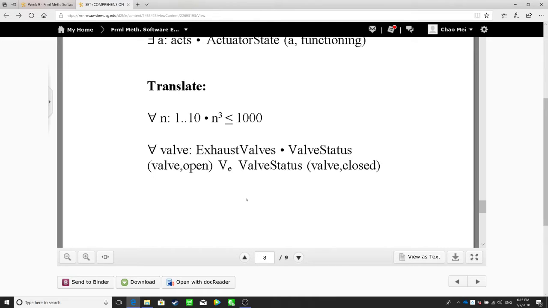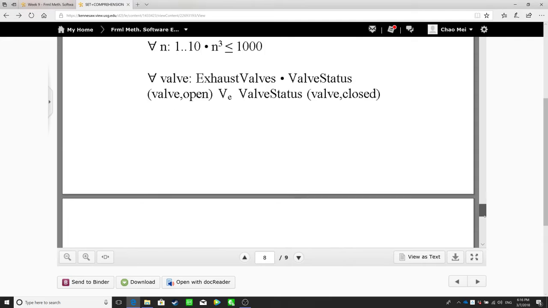Pay attention to this E, the V. There is an exhaust valve that is either open or closed exclusively. Not there exists, sorry. All of the exhaust valves are either open or closed and cannot be both. Yeah, for all the exhaust valves, the valve status can either be open or closed. Yes, that's what it means. All right, I think that's okay.